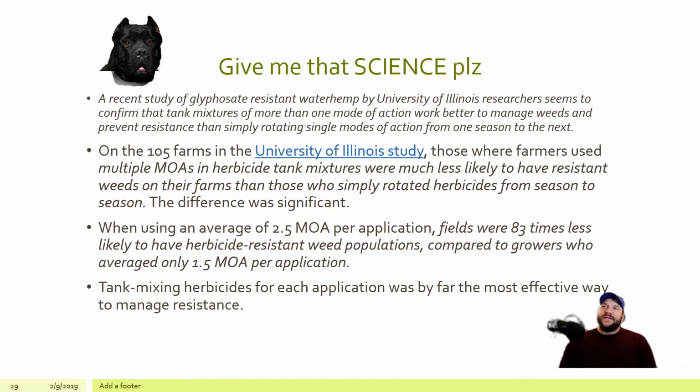And so I'm going to cite this study here by the University of Illinois on 105 farms. When using an average of 2.5 modes of action per application, fields were 83 times less likely to have herbicide-resistant weed populations compared to 1.5. That is gigantic. Adding one more mode of action meant 83 times less likely to have resistant weeds. That's huge. Tank mixing herbicides for each application was by far the best way to manage that.